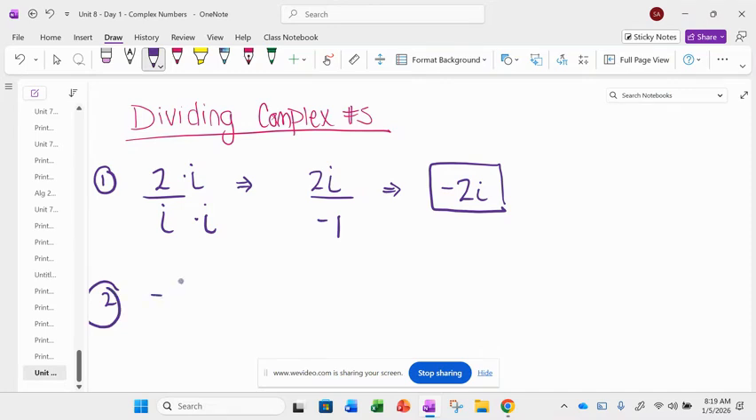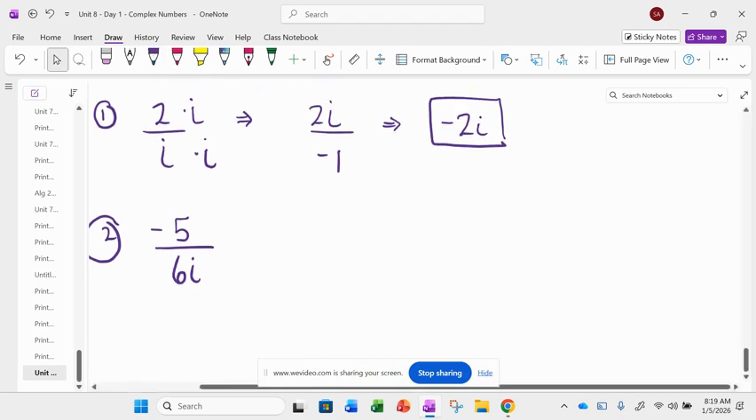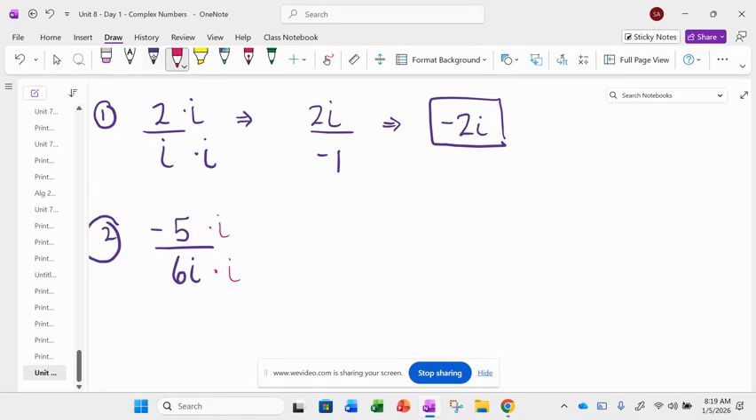Okay, let's say I have -5 over 6i. Is the 6 okay in the denominator? Yeah, because the 6 is like the coefficient. This is like 6 times the square root of -1. The 6 is fine. I just need to get rid of the i. I just need to get the square root of -1 away. So I'm not concerned with the 6. All I have to do is multiply by i.